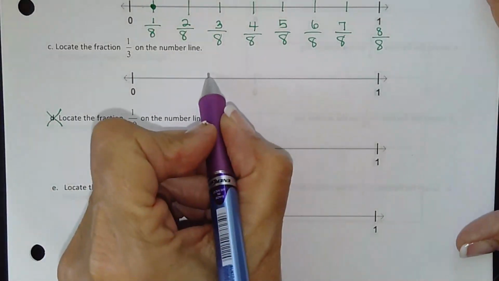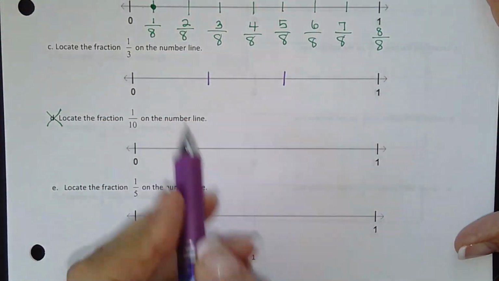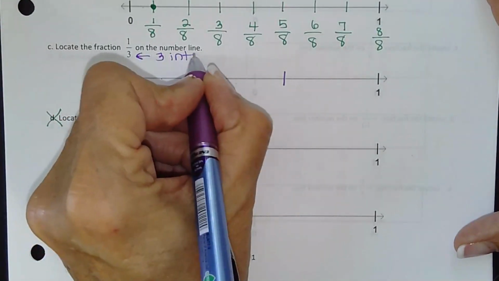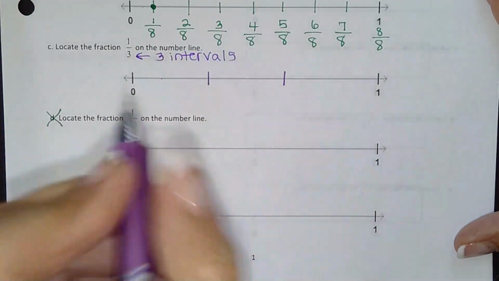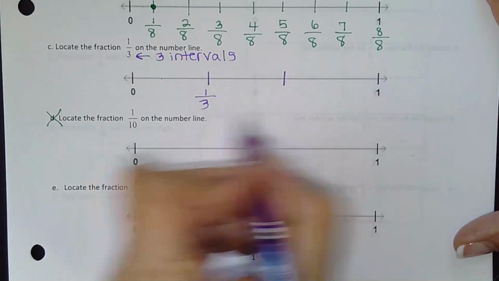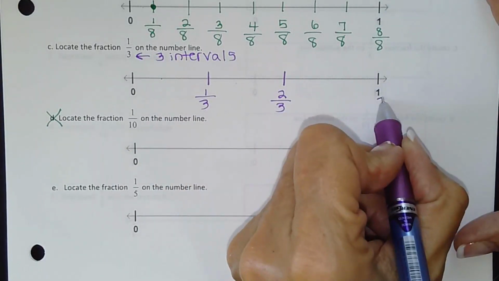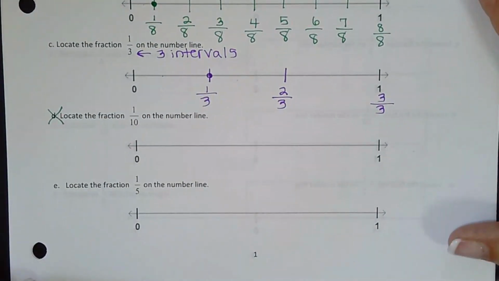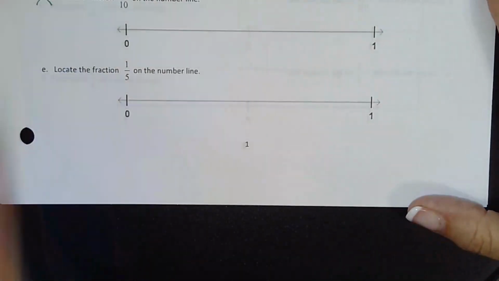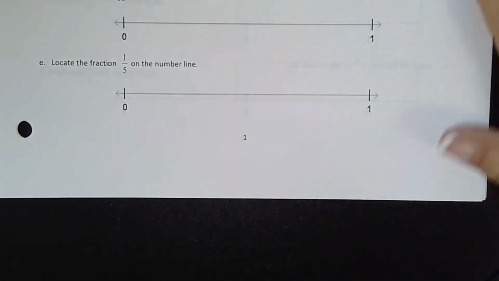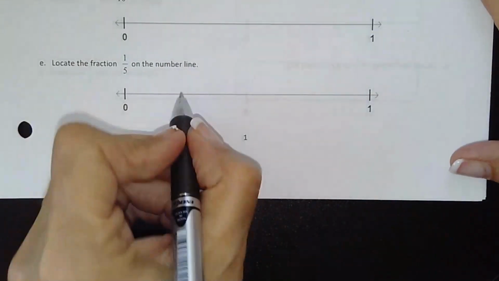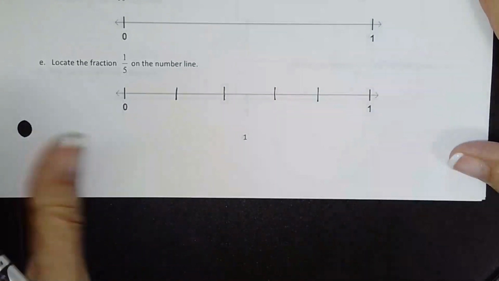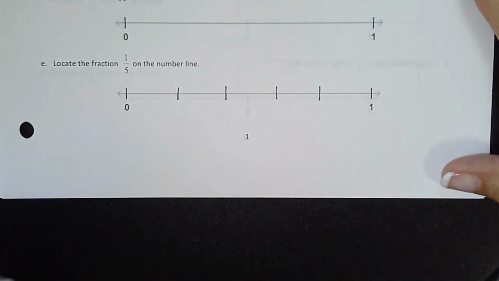Okay, 1/3 means I need to divide into 3 intervals. And the first one will be 1/3, and we always start from 0. 2/3, 3/3, I can tell I've done it correctly, and then I place my locator point at 1/3. And last but not least, 1/5. Let's see, somehow we're going to have to divide this into 5 equal intervals. 1, 2, 3, 4, 5. It's about as equal as I can get from eyeballing it.